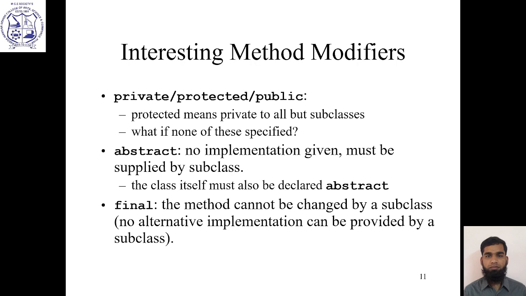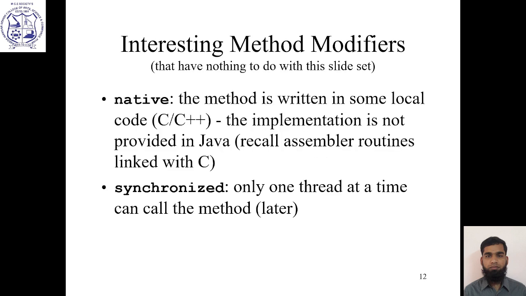Here is final. The method cannot be changed by a subclass: no alternative implementation can be provided by a subclass when using the final keyword. Another interesting method modifier is native. The method is written in some local code like C or C++. The implementation is not provided in Java.